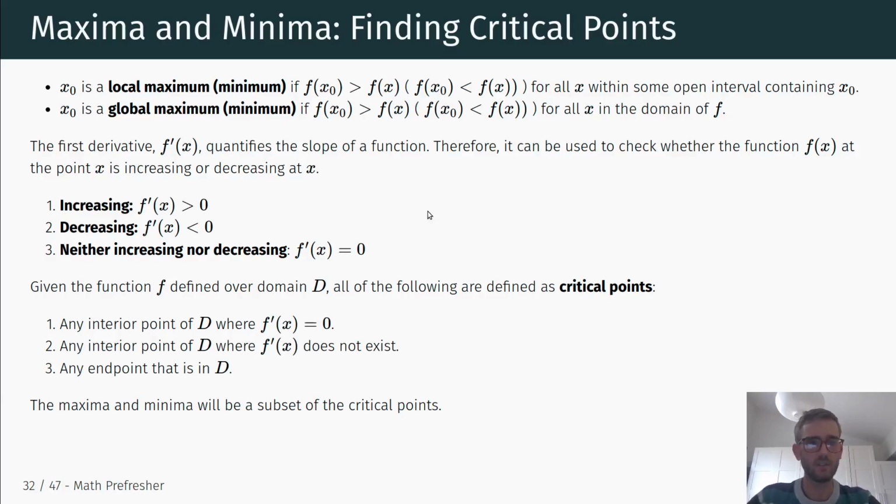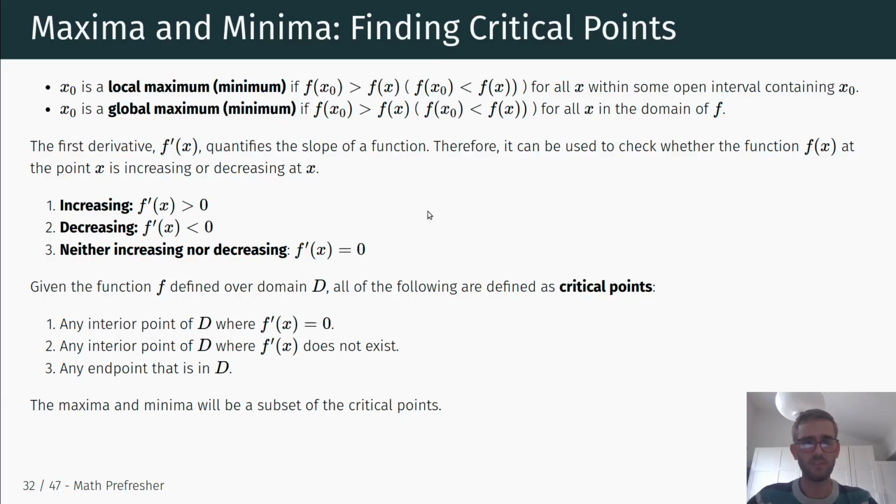Second, any interior point of D where f prime of x does not exist. This might be the case if the function is not continuous. And third, any endpoint that is in D. Of course, if our function is only defined for a limited range, not for the entire range of real numbers, then the endpoints of that range are also critical points. Ultimately, the maxima and minima will be a subset of these critical points.